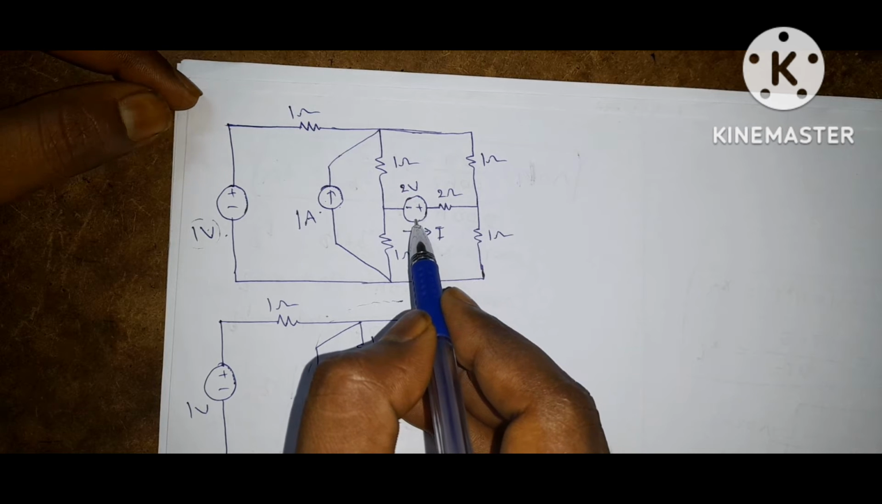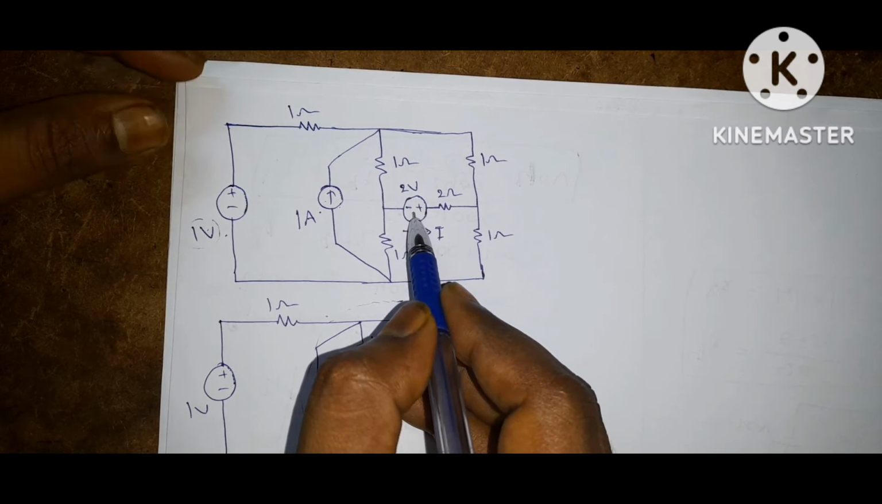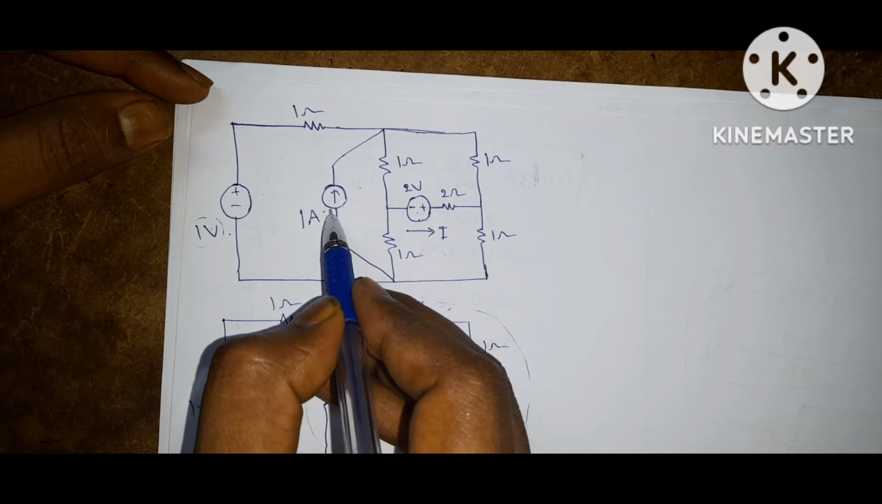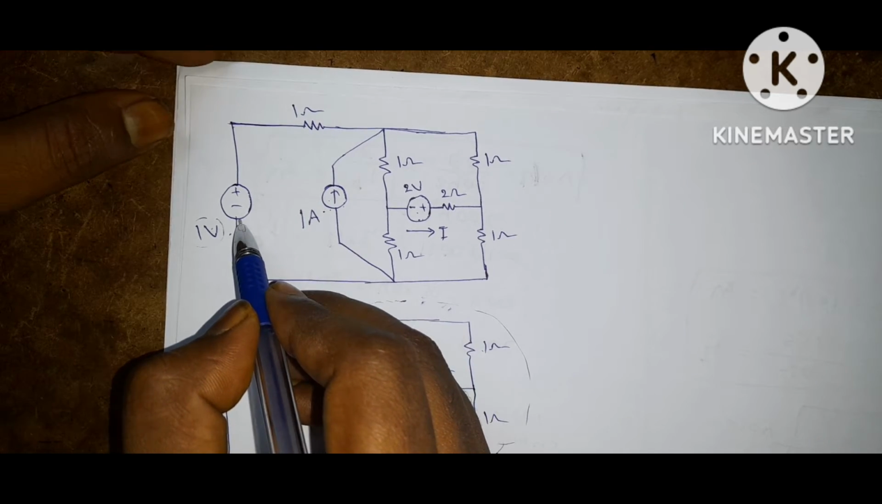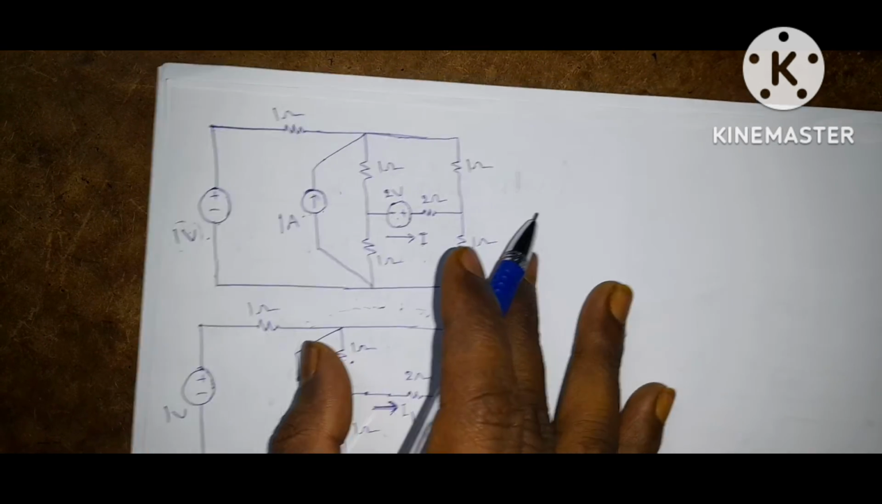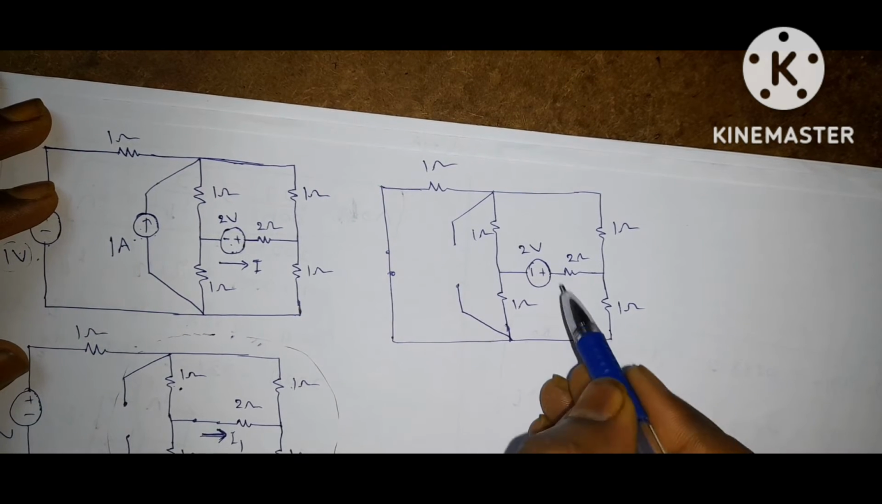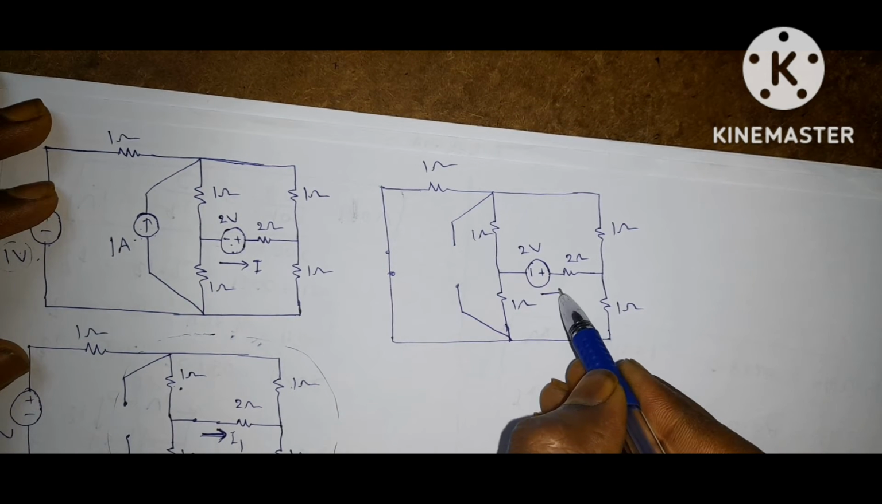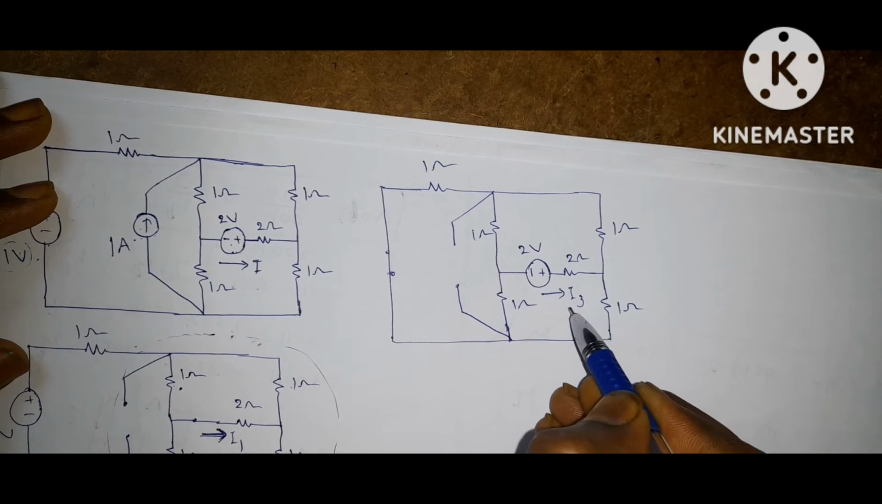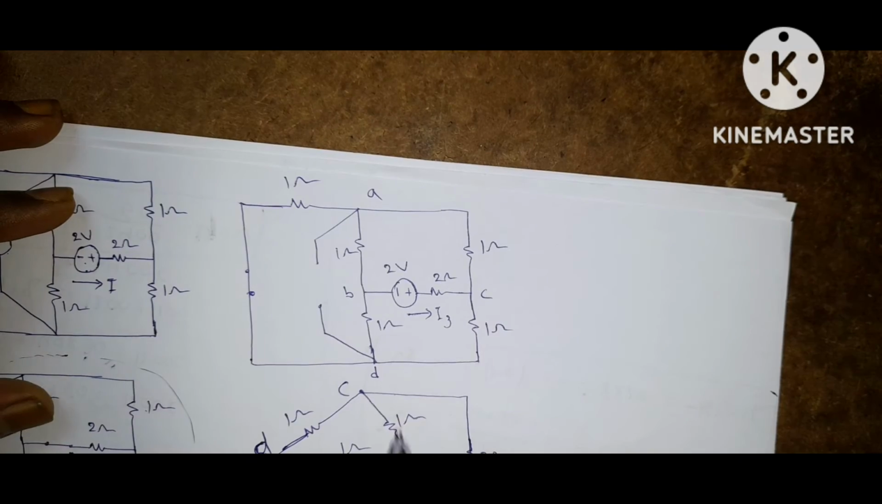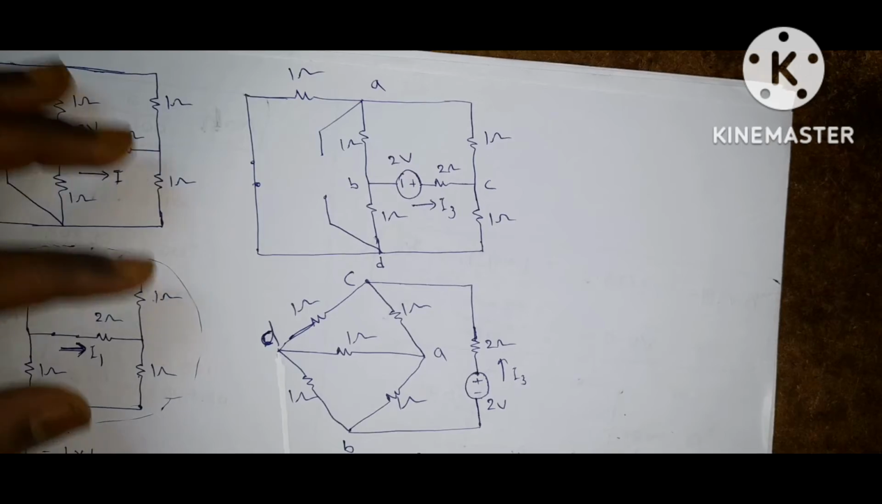Another source is the 2 volt source. If the 2 volt source is acting alone, the 1 ampere source must be an open circuit and the 1 volt source must be a short circuit. Then the circuit becomes like this. Here the current due to the 2 volt source is I3. Don't change the direction of current. We can draw the circuit like this.